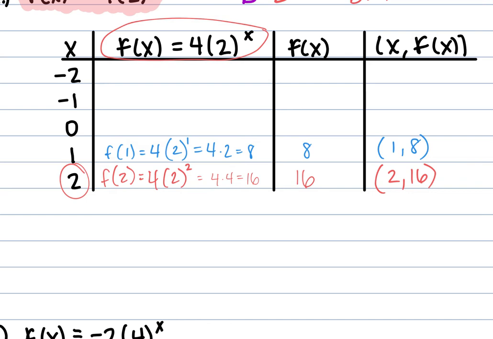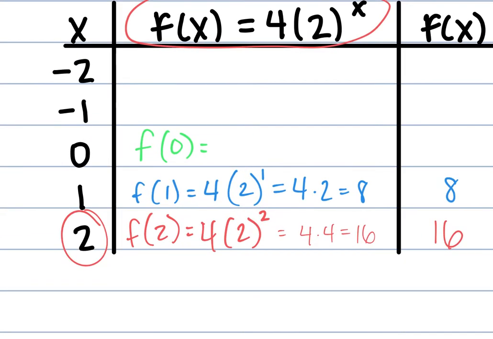0. F of 0 equals. What do I do? You're using another color. Yeah, you're right. That one's bad. Is that better? Yeah. Okay.